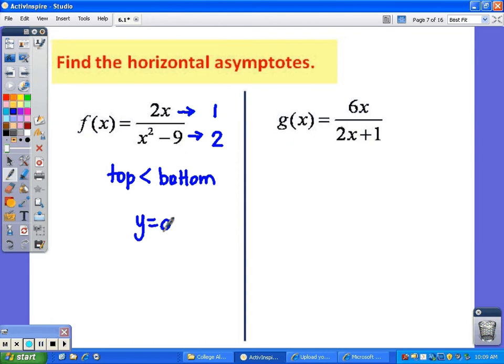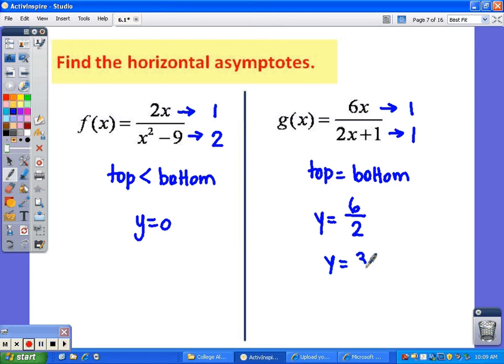0. On the second one, the degree of the top is a 1. The degree of the bottom is a 1. So that tells us our top and bottom are equal. When that's the case, remember your horizontal asymptote is going to be the leading coefficient of the top, which in this case is 6, divided by the leading coefficient of the bottom, which is 2. And that can be simplified to give us 3. So y equal to 3 is our horizontal asymptote.